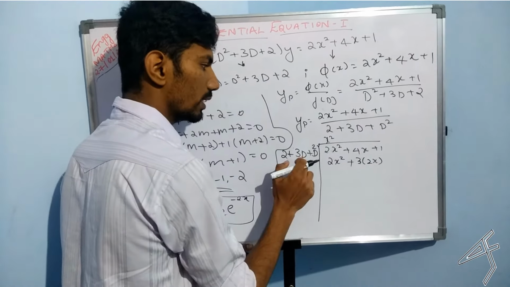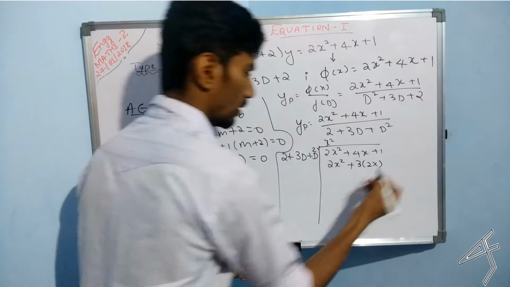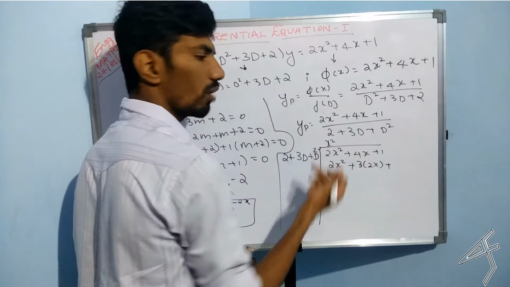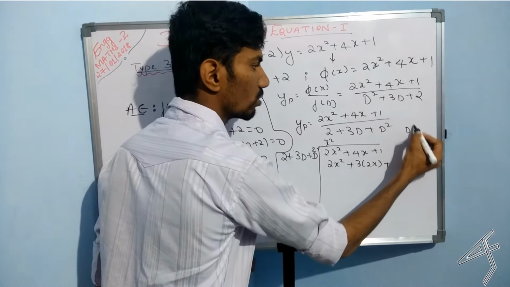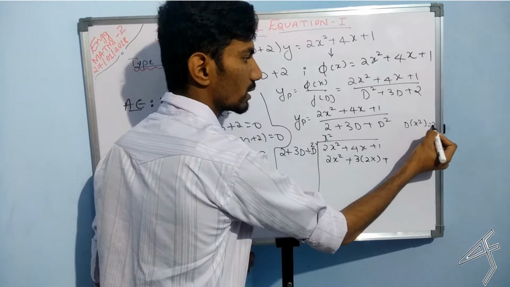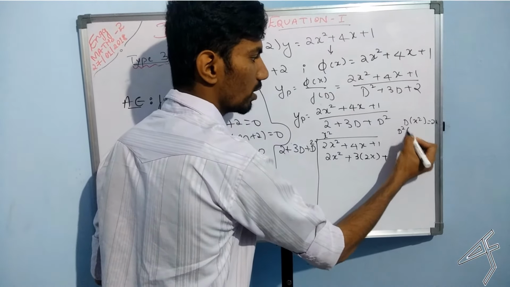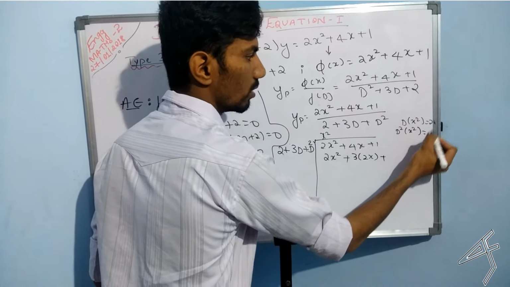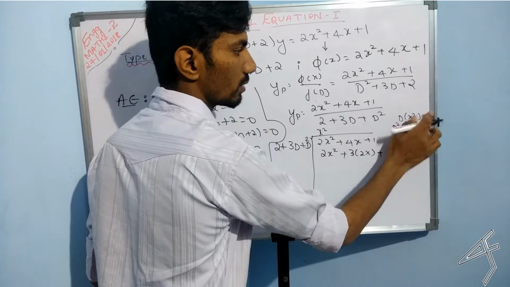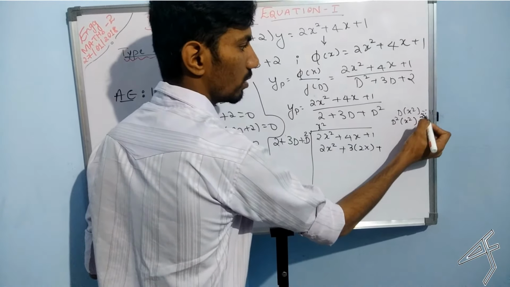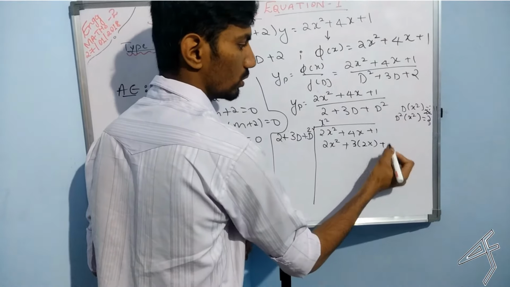3 is this. Then D of x square is 2x. Plus D square of x square is, D of x square is 2x. Correct. Now D square of x square means D of 2x. D of 2x means 2. So this will be 2.